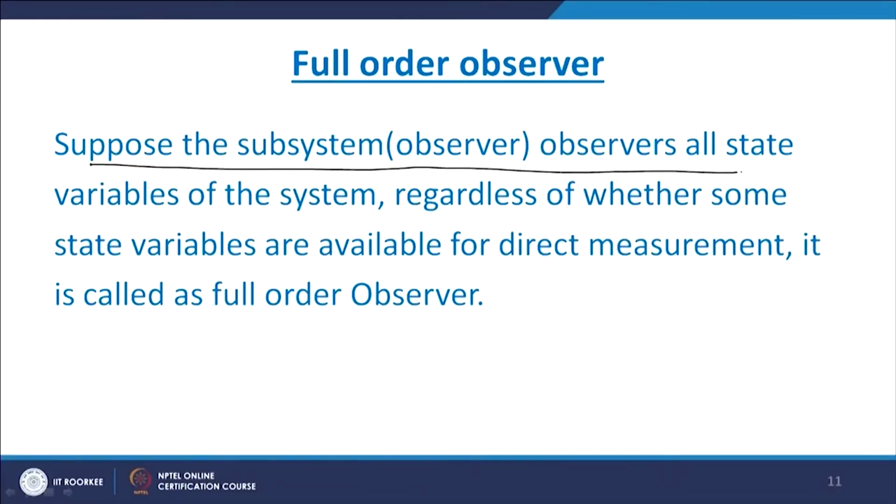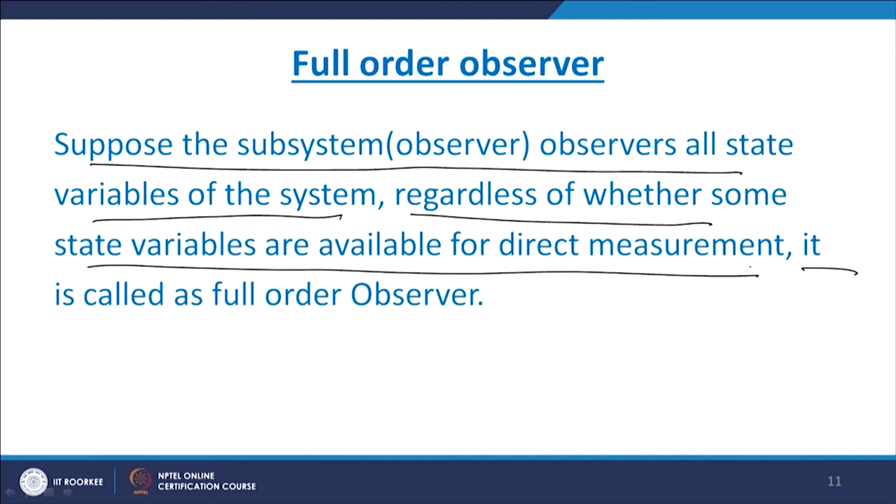In an actual system, it may be possible that there are, let us say, 10 states. Out of these 10 states, 5 are known and 5 are unknown, but it is better to estimate all states. If you are estimating all states, even though some are measurable, that is called a full order observer. If the subsystem observes all state variables of the system, regardless of whether some state variables are available for direct measurement, it is called a full order observer.